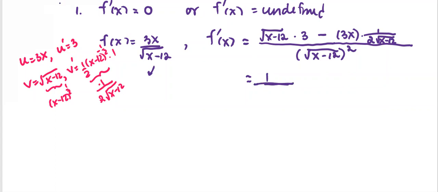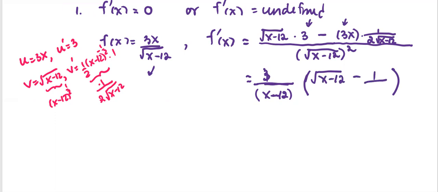So the square and the square root take care of each other. I'm going to take it as the numerator multiplied by the reciprocal of the denominator, so it's not in complex fraction form. And I also see the common factor 3. I'm going to take the 3 out as a common factor. So then inside the parentheses is the factored form of the numerator: the square root of x minus 12 minus 1 over 2 times the square root of x minus 12.